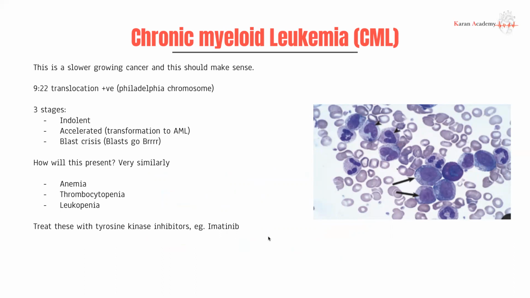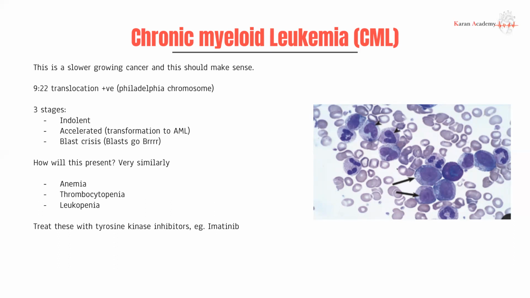So as I said, this is a myeloid origin chronic issue. So you would have mature cells, right? And this is a slower cancer. And I hope at this point you understand why it's going to be a slower cancer, because our mature cells are not rapidly dividing. You very commonly see a translocation, the 9;22 translocation, and this is called the Philadelphia chromosome, and it has a role in the tyrosine kinase enzyme.